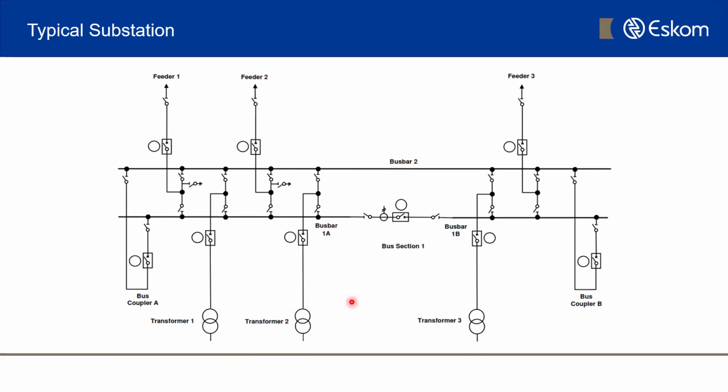Okay, so this is a single line diagram of the typical substation. You will notice that we have transformer 1, 2, and 3. That's usually on the high voltage side. So that will either step up the electricity or step the electricity down. And it will then be fed into the opposite side where you see feeder 1, 2, and 3. And that's usually the lower voltage in the substation.